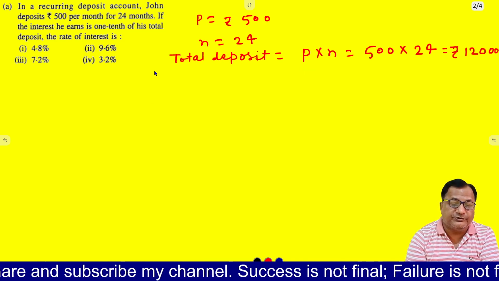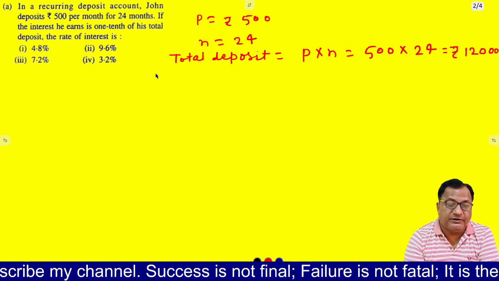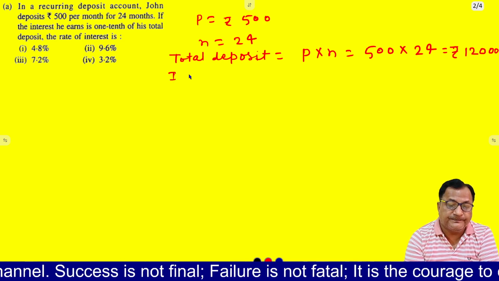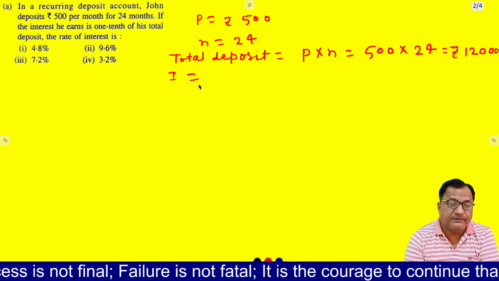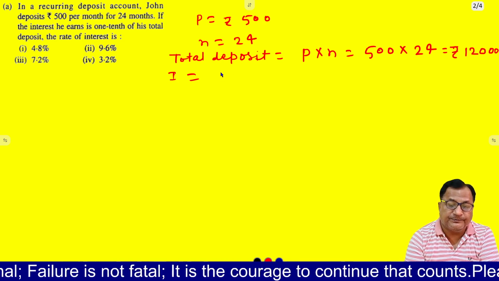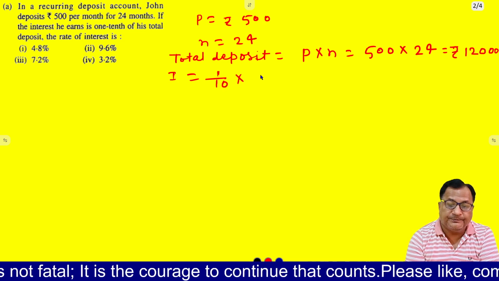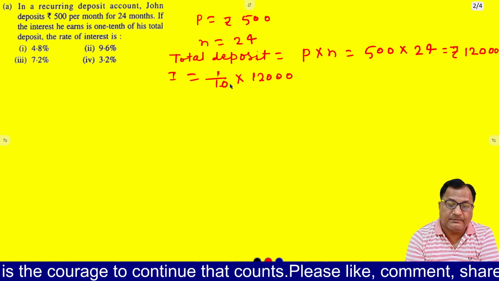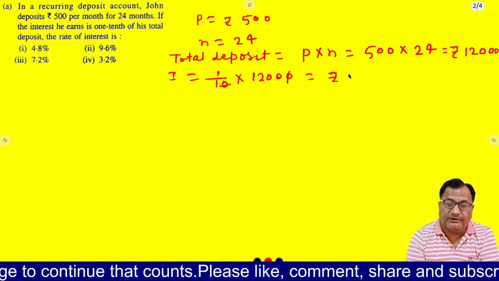This is total deposit. Now question is, if the interest he earns is 1/10 of his total deposit, so interest will be 1/10 of his total deposit, means 1/10 into 12,000, means rupees 1200.